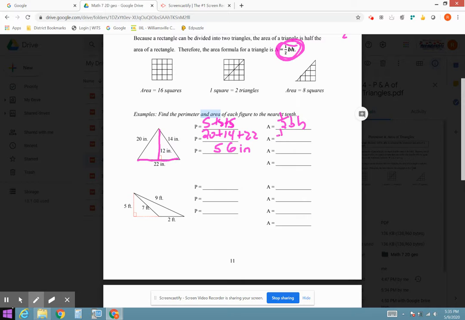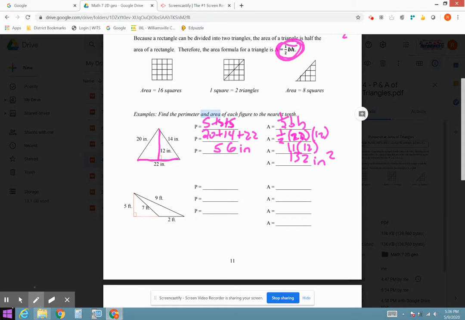So 1/2 the base, which is 22, times the height, which is 12. Well, half of 22 is 11. And then 11 times 12 is 132 inches squared.